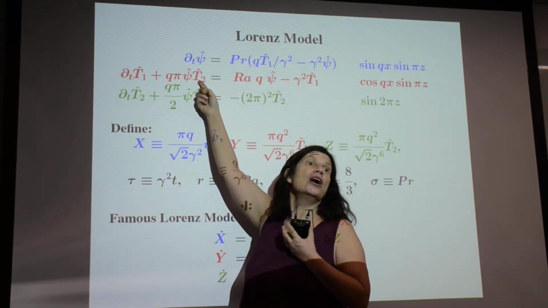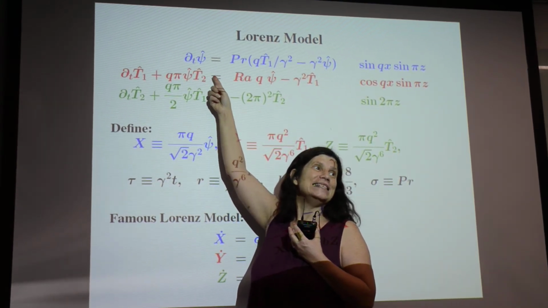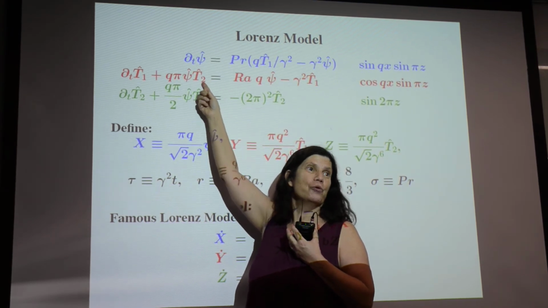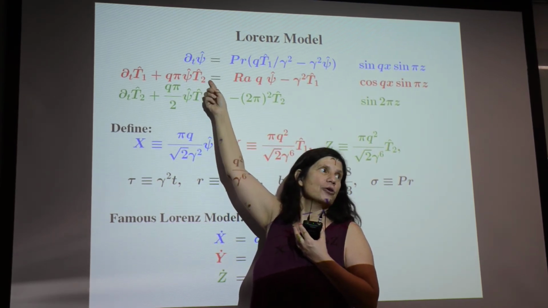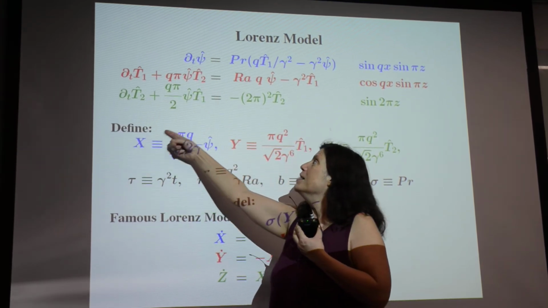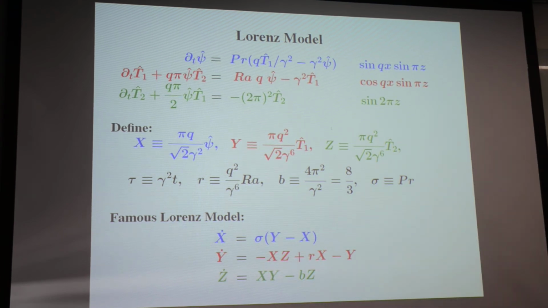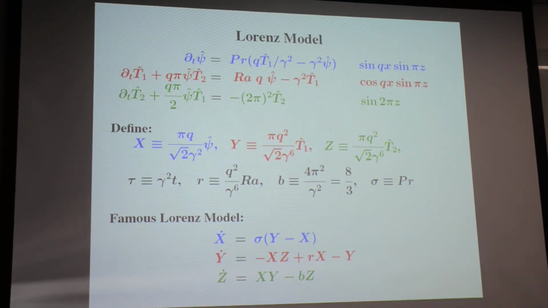And you see this is a nonlinear term. We have psi and T that occur as a product. This is a quadratic term. That wasn't present before in the governing equations. Now we have the equation that governs the T2. We didn't do those calculations before, but most of them are quite easy.